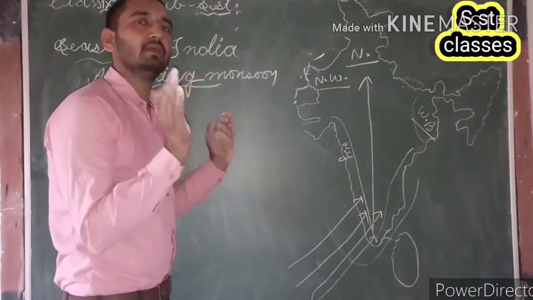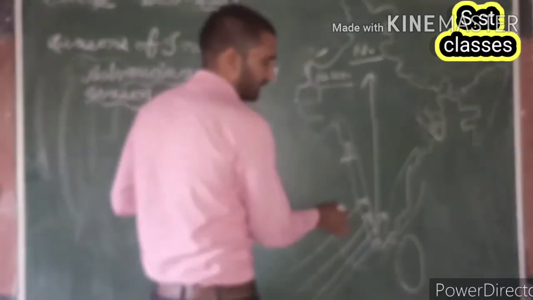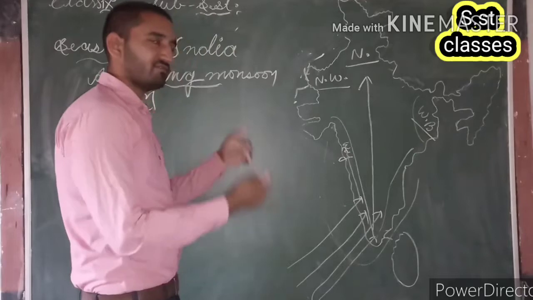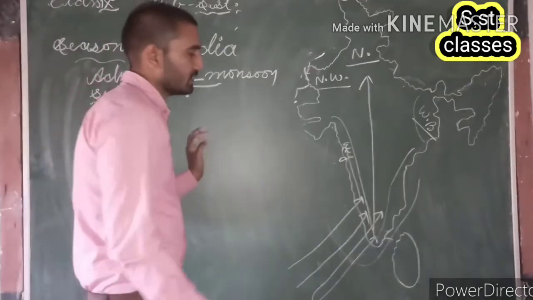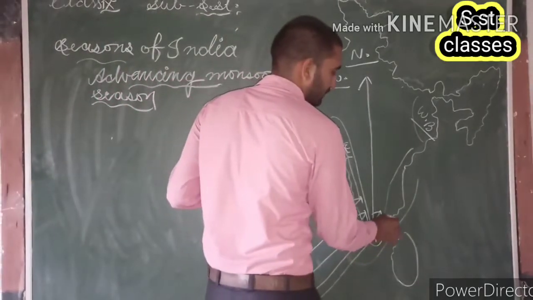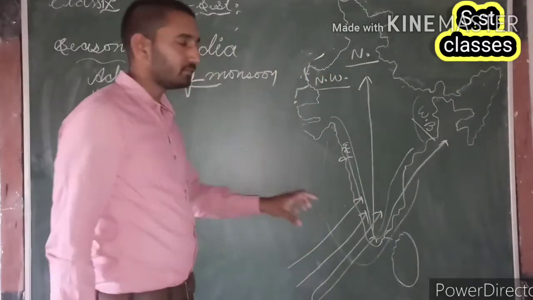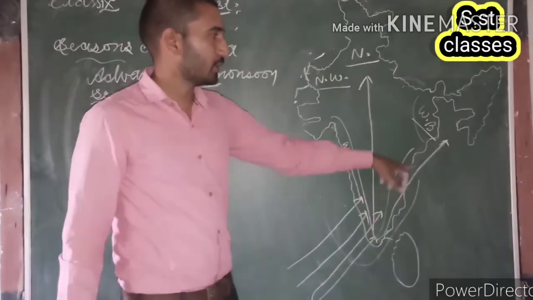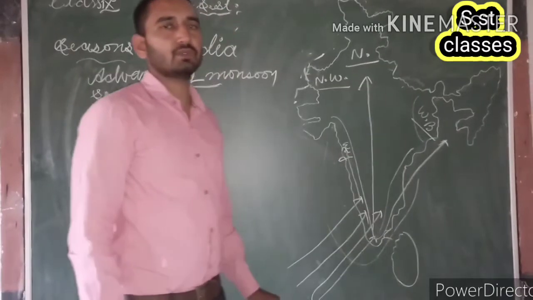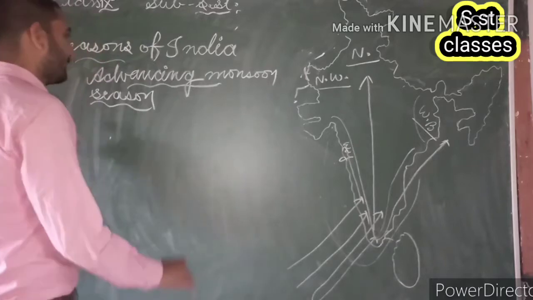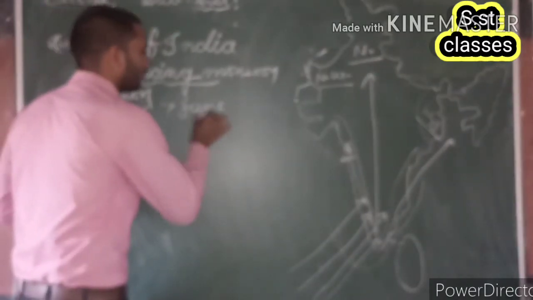they got divided in two parts. The first part moved along with the Western Ghat, means the western slope of the Western Ghat, and the other part moved parallel to the Eastern Ghat, Bay of Bengal, and finally reached the northeastern part of the country. In this way, monsoon enters in India from the first week of June.